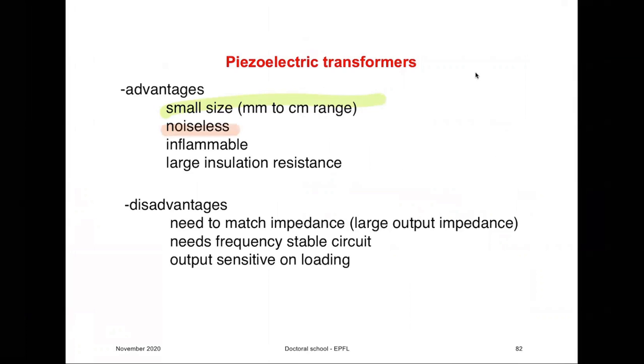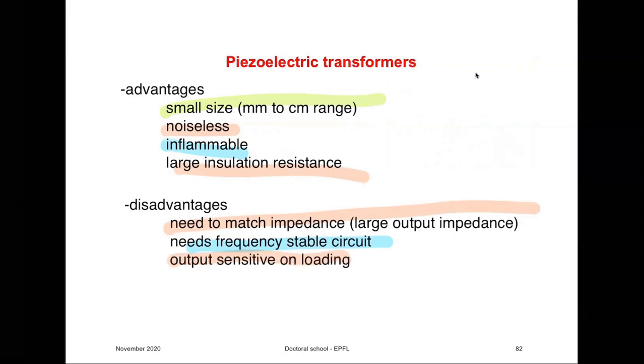There are no eddy currents and magnetic fields, which cause a lot of noise in electromagnetic ones. They are unflammable. They have a very large insulation resistance and therefore relatively low power consumption. Some disadvantages are that you need impedance matching circuits. You need frequency stable circuits because they work over a limited frequency range, and the output is sensitive to loading.